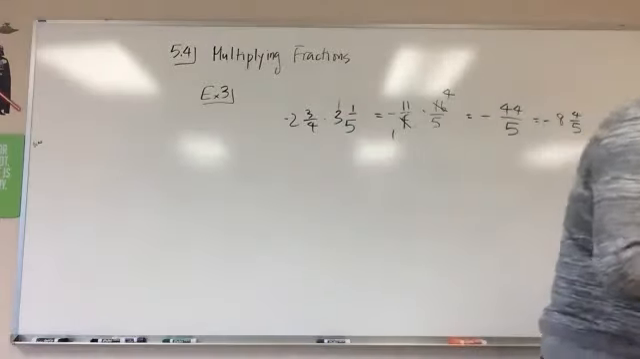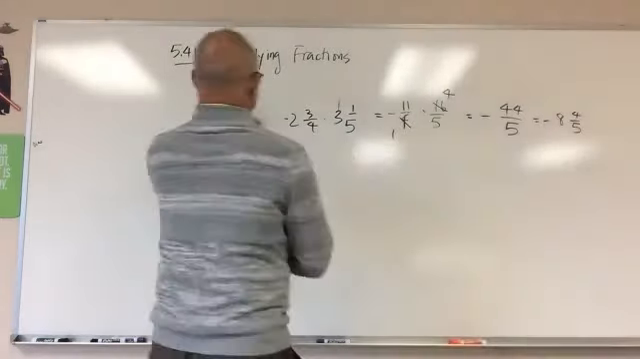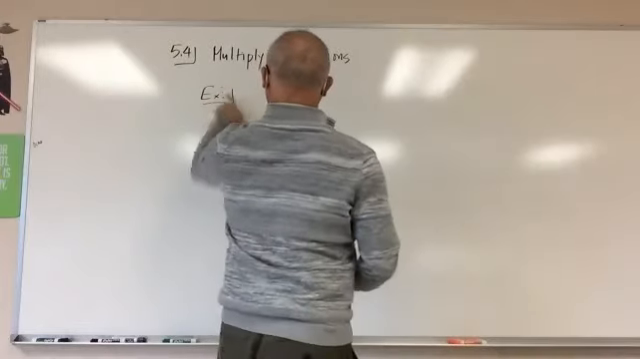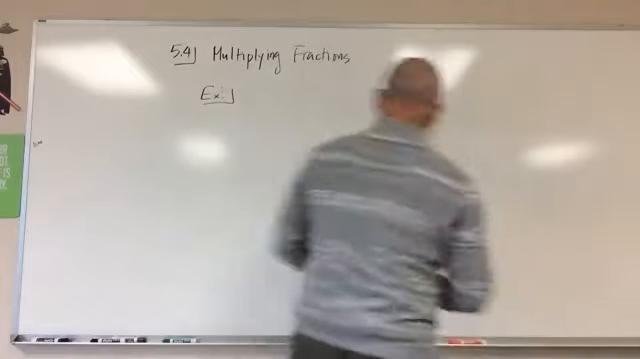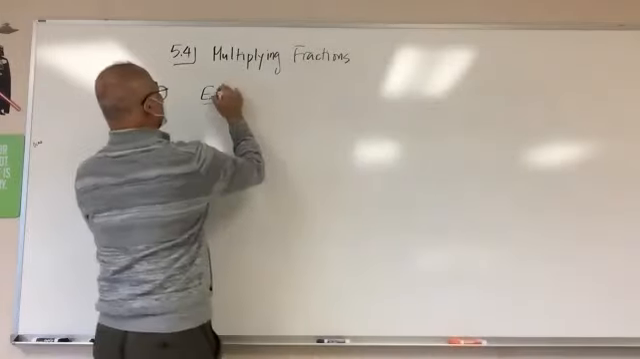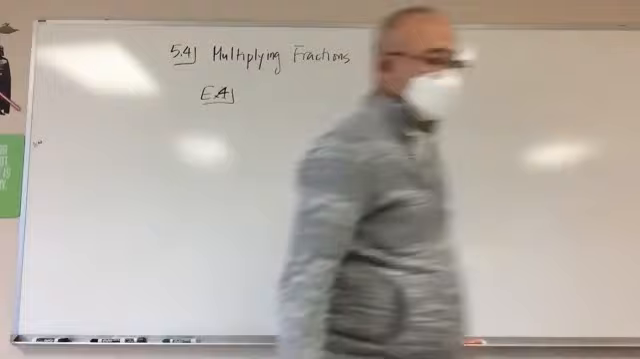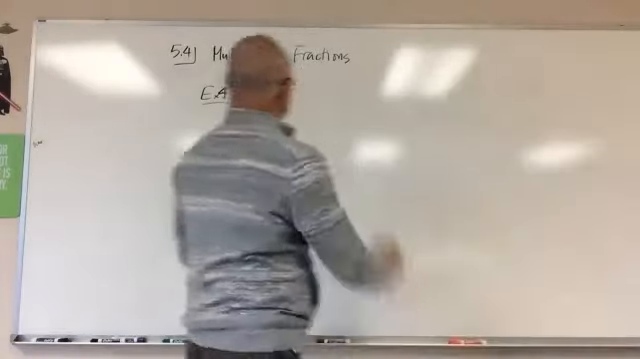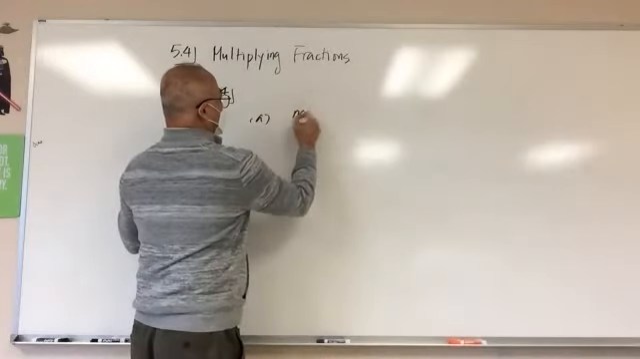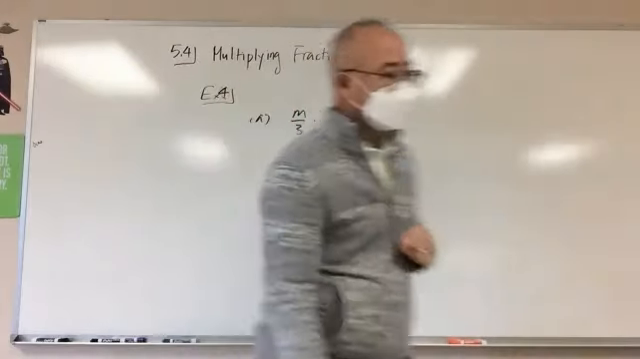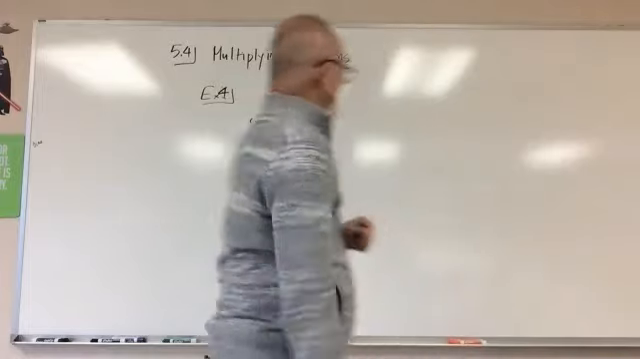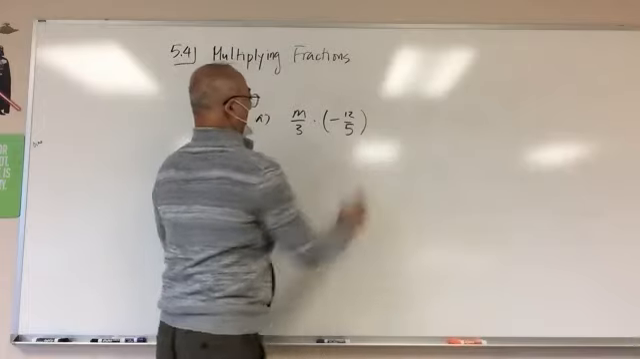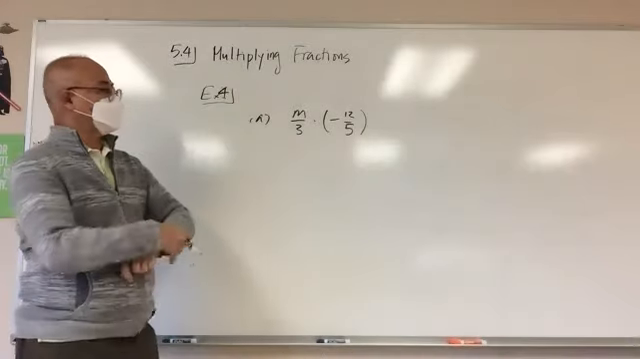Example number 3, and last but not least, we have example number 4. Example number 4. Simplify the expression. We have m over 3 times negative 12/5. Okay. Elijah, walk us through this.